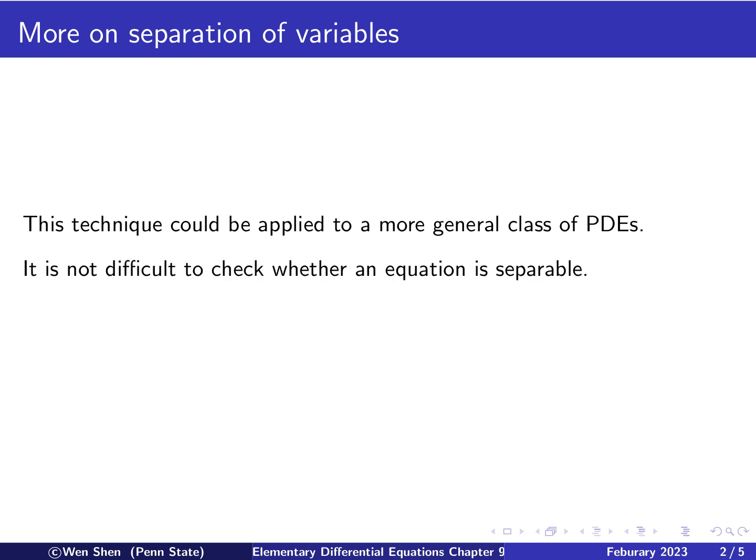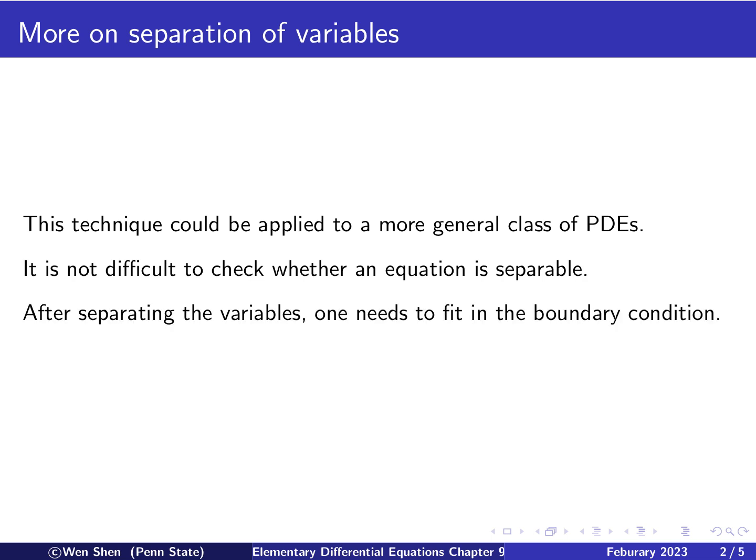So we comment that it is not that terribly difficult to check whether an equation is separable. You just put in a solution that is separated in x and t, or whatever variable the equation has, and try to manipulate and see if you can put the variables on different sides of the equation. And then after you separate the variables, you need to fit in the boundary conditions, and this often ends up in eigenvalue problems with suitable boundary conditions. Okay, so let's take some examples and see it.